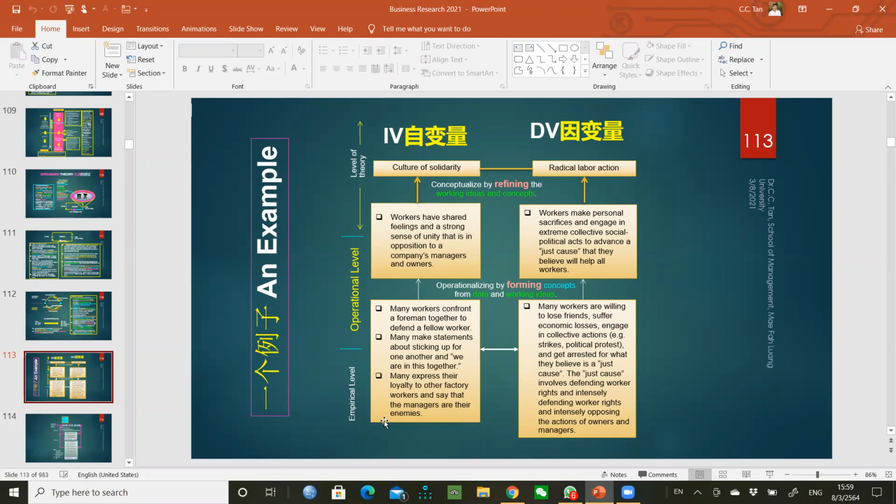So slowly you are moving on to more unified concepts that align with what you're looking for. And from these three, you can basically operate it to understand that the workers have a shared feeling and a strong sense of unity that is in opposition to any supervisory or managerial role.